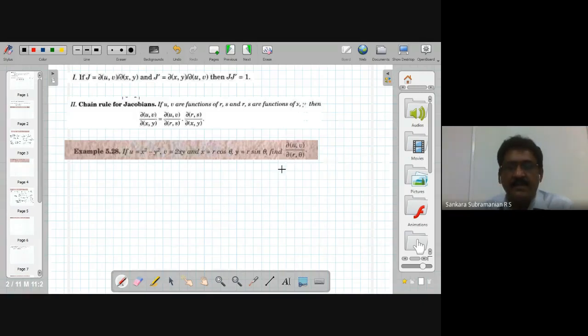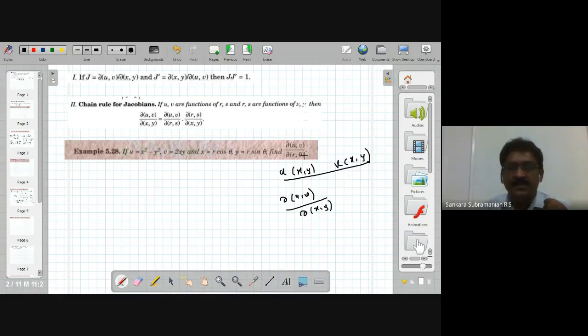Given u, please start writing it in terms of x and y. V is also in terms of x and y. So finding dou u comma v with respect to x comma y is not a big problem because it is direct. U is a function of x and y. We can go with the determinant value, finding dou u by dou x, dou u by dou y, dou v by dou x, and dou v by dou y.